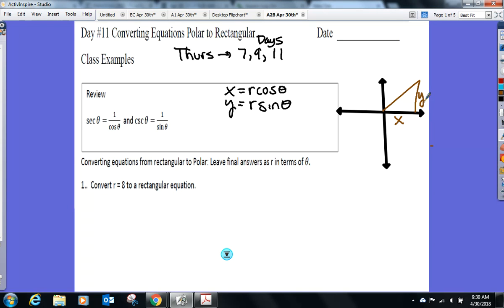We used Pythagorean theorem to find this hypotenuse, which was what value? This will find what value on the polar grid? R value. Yes, r. I bring this up because we're going to remember it today. When you use Pythagorean theorem, x squared plus y squared equals what? R squared. That's a big one for today when we convert: x squared plus y squared equals r squared.